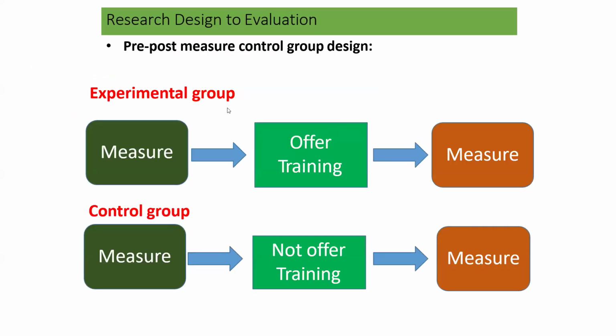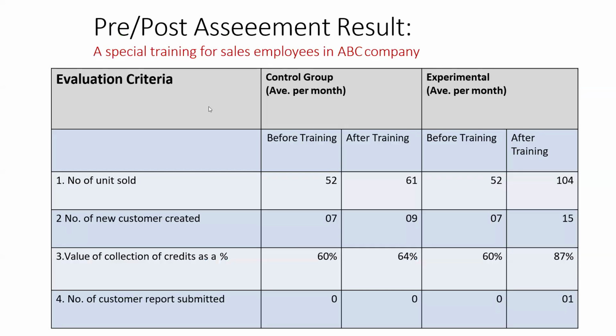Here, this is the experimental group. This is the control group. This is the target group, in other words. Right? Then compare their performance. Obviously, if the target group's performance is increased over the control group, obviously, the training is successful, or the development program is successful. Right. So assessment results are given here.